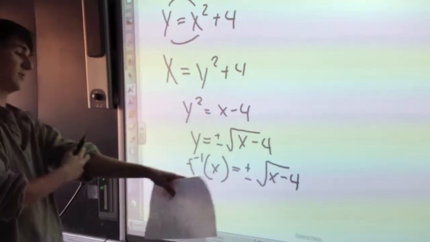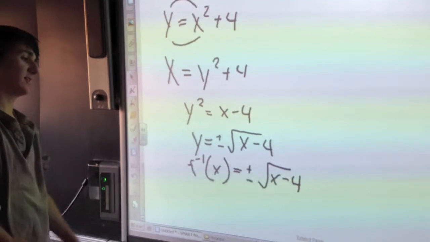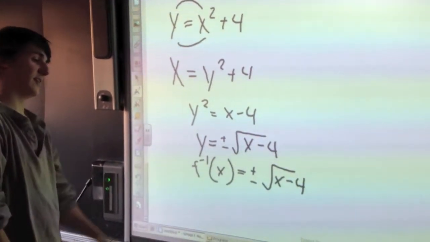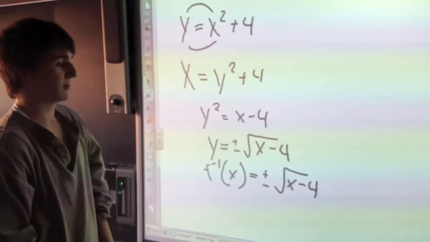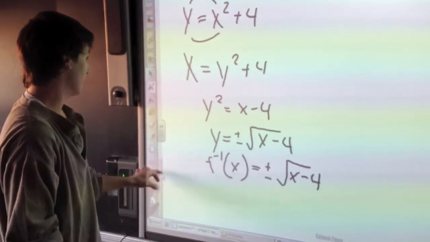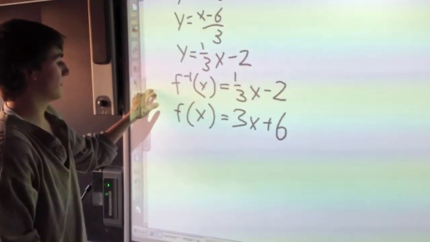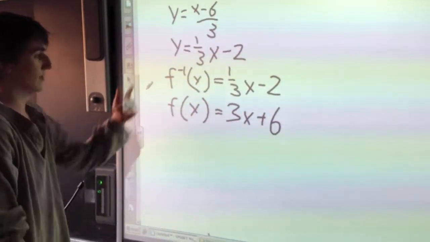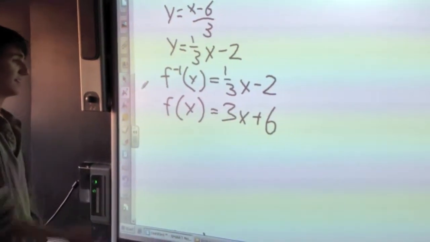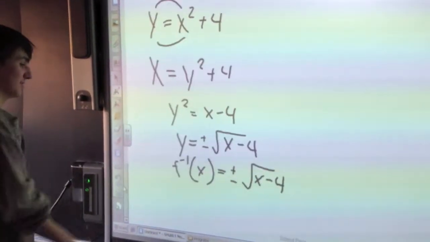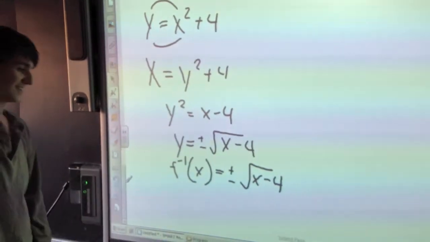When you did this one, you knew it didn't pass the horizontal line test, so you knew immediately that it wasn't a function, whereas the other one up here, this one was a line, so it only went through it once, so it worked out fine.